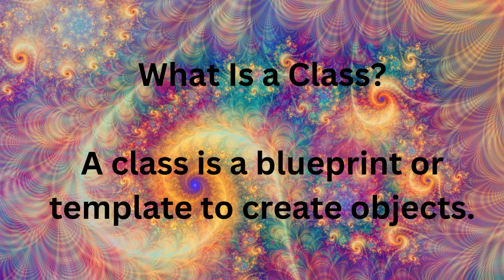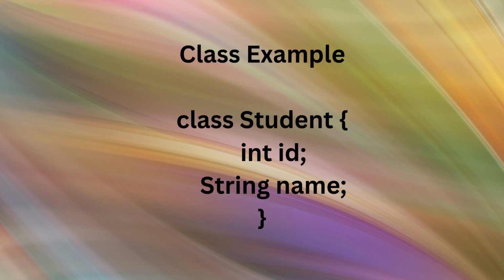Now, let's understand what a class is. A class is a blueprint or template. It defines what data and behavior an object will have. A class itself does not occupy memory until we create an object. For example, we create a student class with variables like id and name. This class only defines the structure.